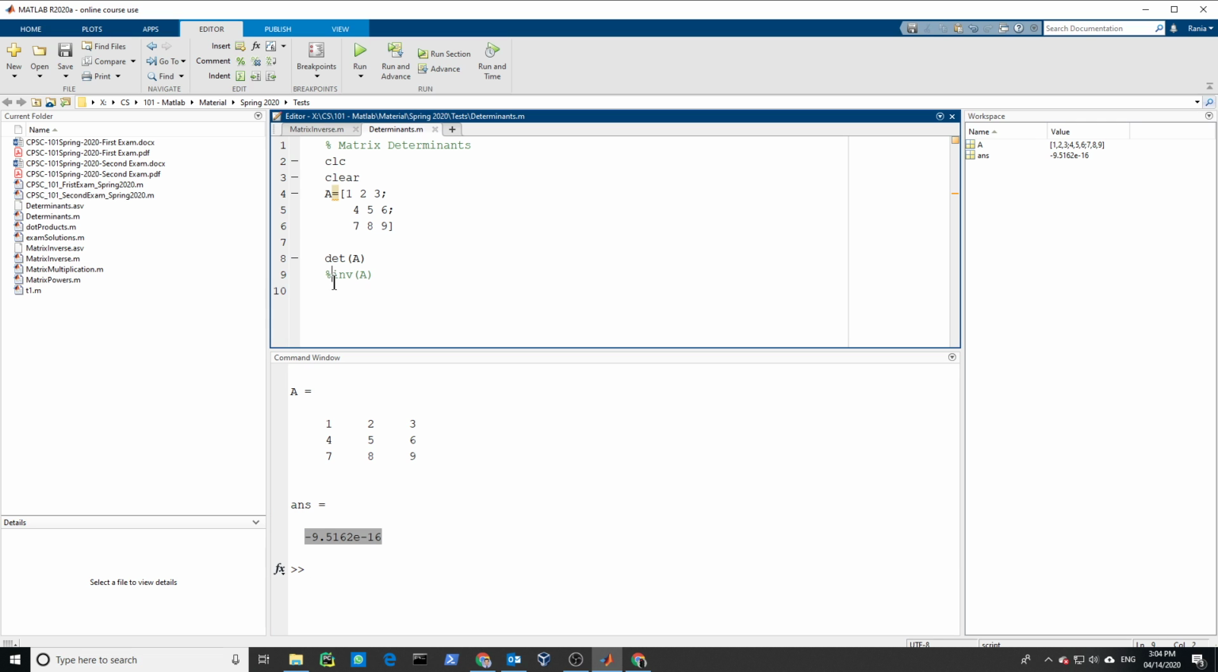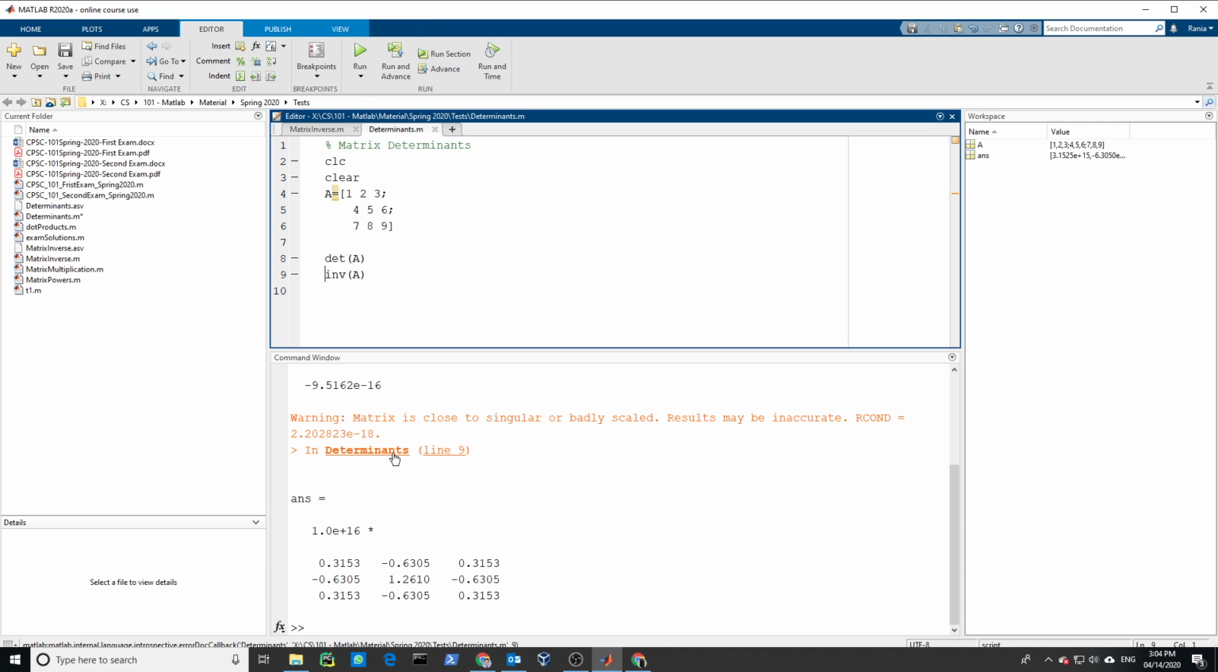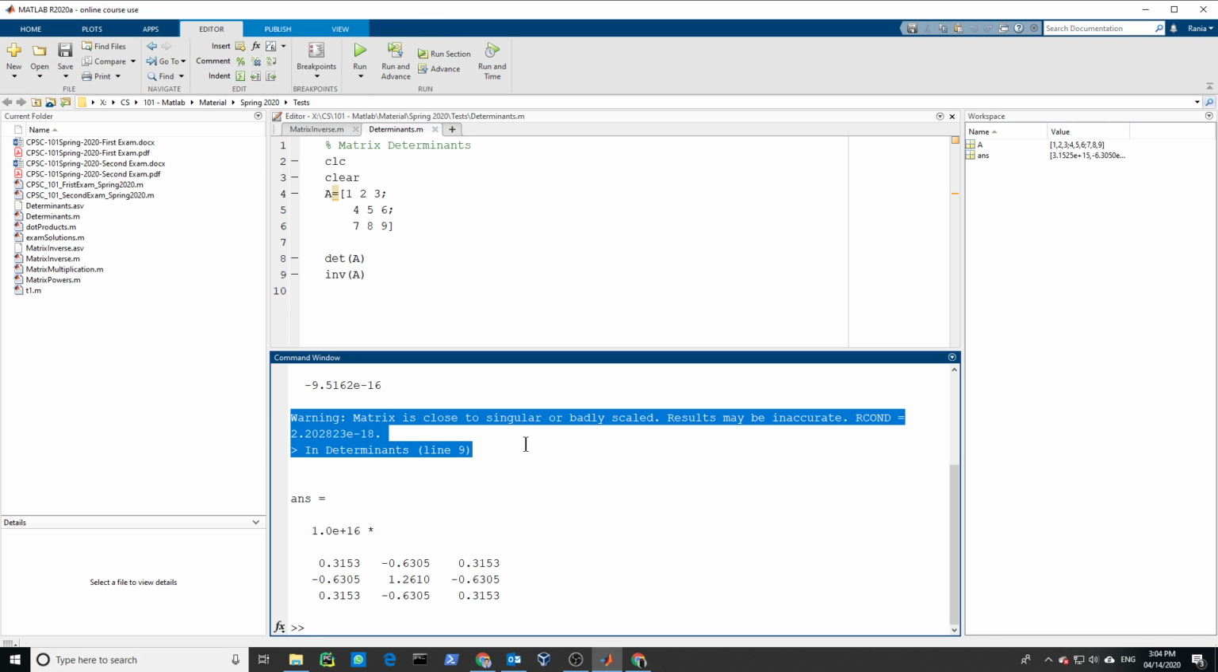If you try to calculate the inverse, it will not work, because the determinant of this matrix is 0. So that's a very important topic that you have to know.